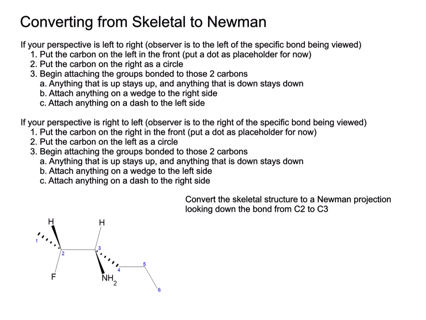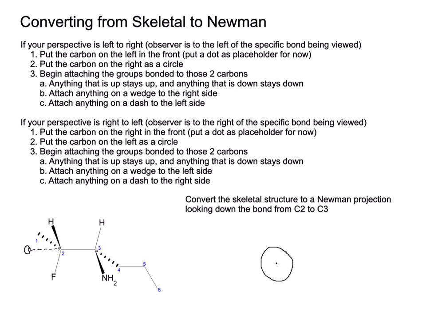First, let's draw our perspective. So I'm going to draw a little eyeball over here, and we're going to say we're looking down this C2, C3 bond. Now we're simply going to follow the instructions. We're going to put that carbon on the left, that C2 carbon, in the front, and I'm going to put a dot here as a placeholder for now. The carbon on the right, or C3, is simply going to be the circle surrounding that carbon. Now we can start attaching the groups bonded to those two carbons.